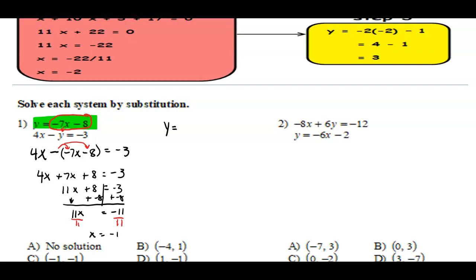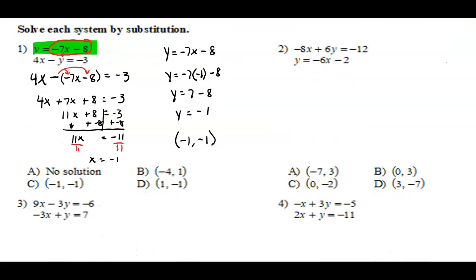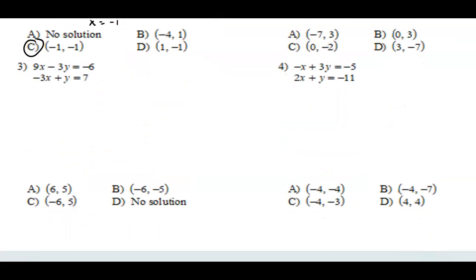So y is equal to negative 7x minus 8. You know what x is, right? x is equal to negative 1. So y is equal to negative 7 parentheses negative 1 minus 8. y is equal to 7 minus 8. y is equal to negative 1. 7 minus 8 is negative 1. So our solution here is negative 1 comma negative 1, all because I plugged in. So C.